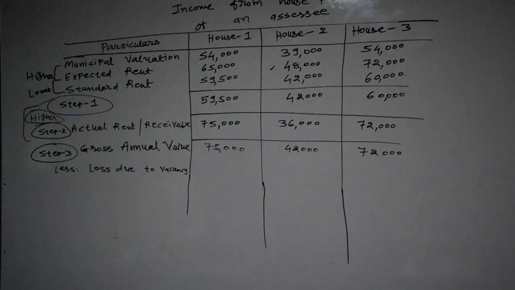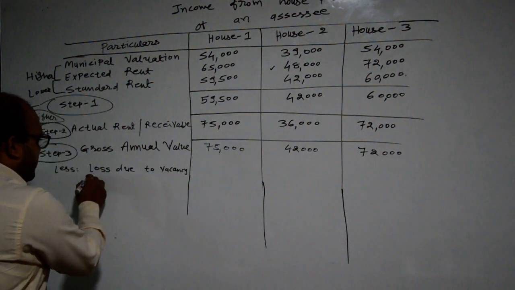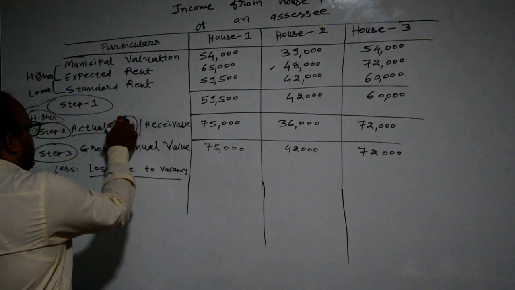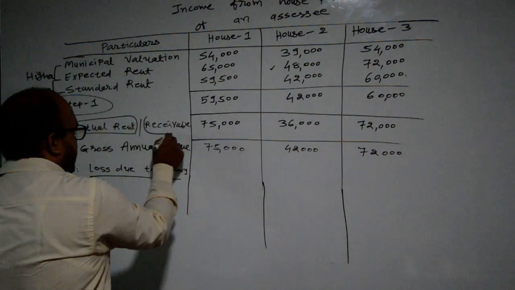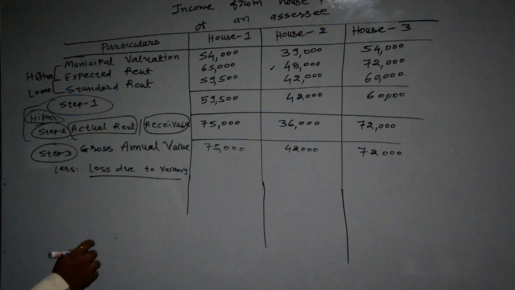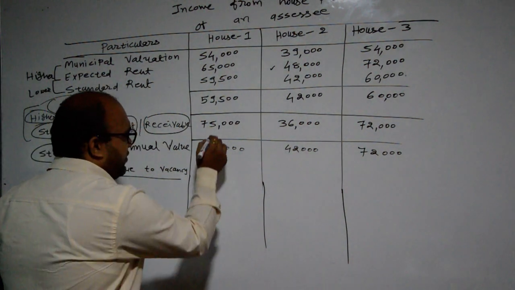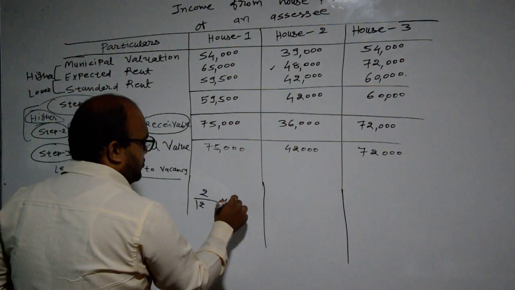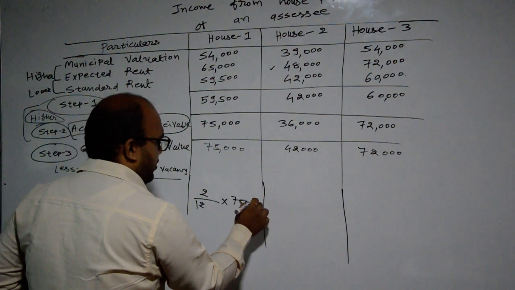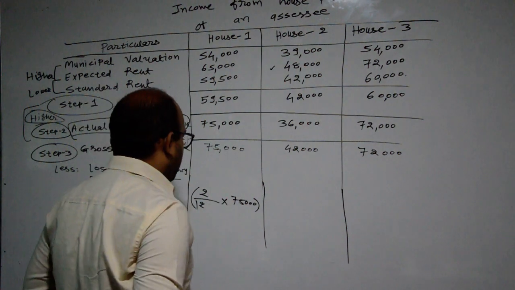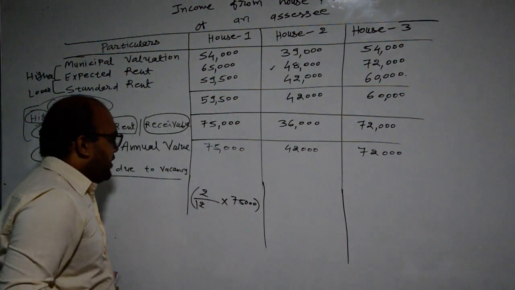For gross annual value, loss due to vacancy will be calculated on the basis of actual rent. Please check that: actual rent received or receivable. So we will calculate 2 months on which amount basis? On the basis of actual amount received or receivable.